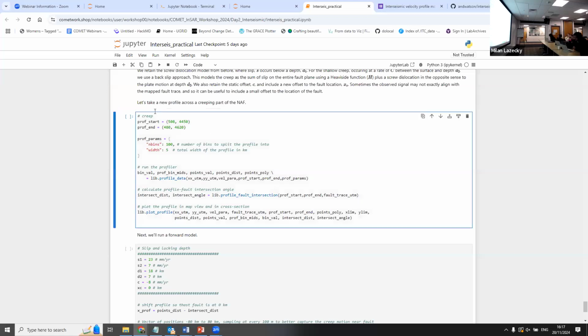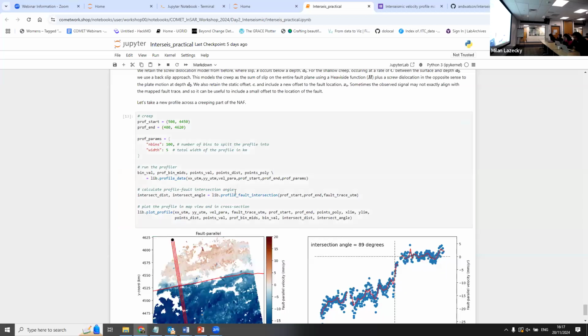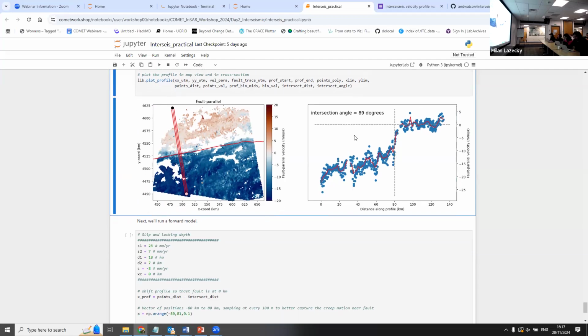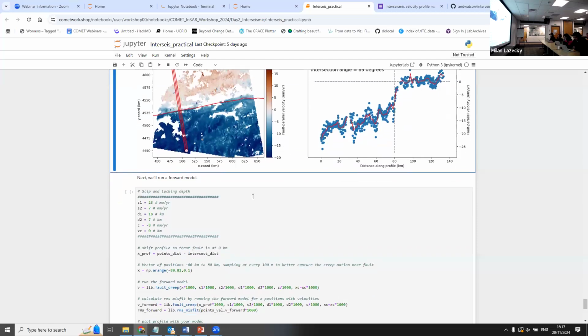Now let's take a new profile across a creeping part of the North Anatolian fault. In this profile, you can see there's a big step. This step is very large, about 7 millimeters per year, definitely beyond the noise level. So we should use the creeping model to model this profile.